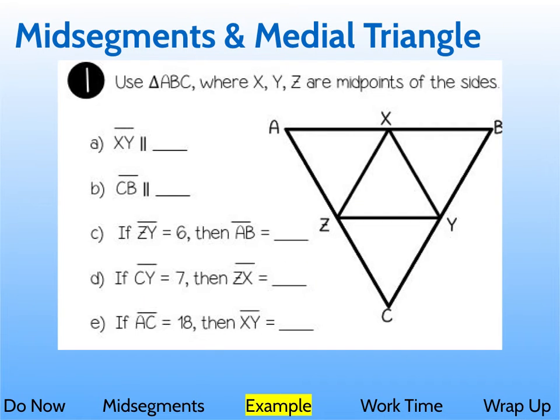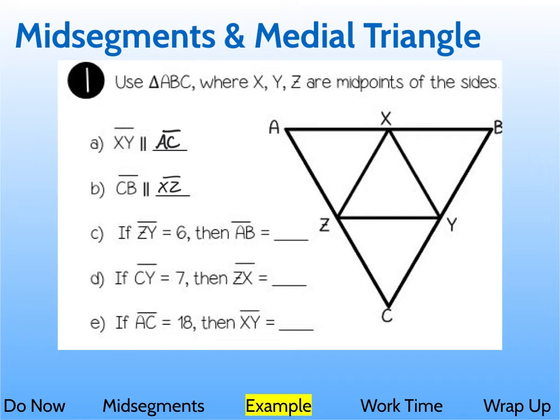So what we're dealing with here is XYZ is a medial triangle of ABC, because X, Y, and Z are the midpoints of these sides. So it says XY is parallel to what side? Well, here's XY. So the other side that looks like that is right here, AC. So there we go. And then this next part says CB is parallel to, right here, XZ, or ZX, doesn't matter which way you put it.